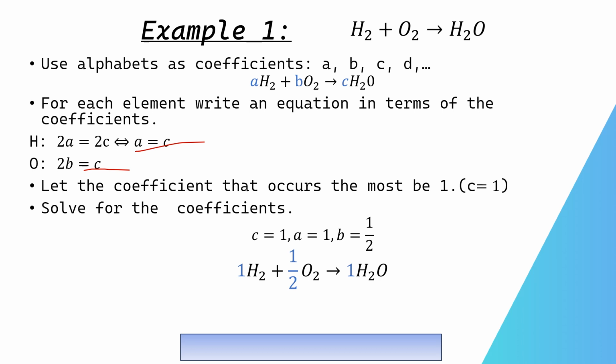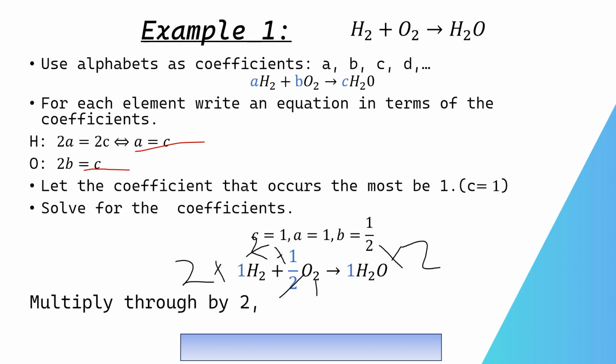Now we can see a fraction here, so we clear the fraction. We multiply through by 2, by 2, by 2. So this will take this out. So you get 2H2 plus O2 going into 2H2O. Multiply through by 2 and you get this. So this is our equation.